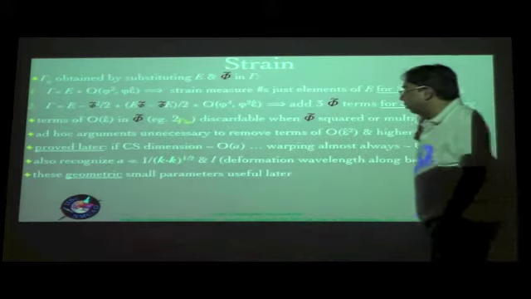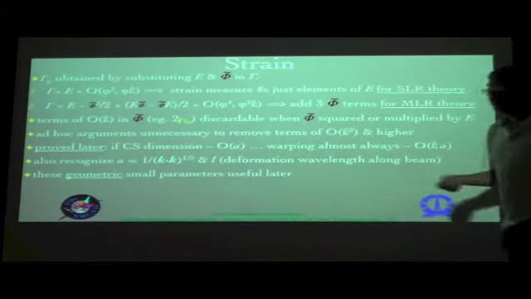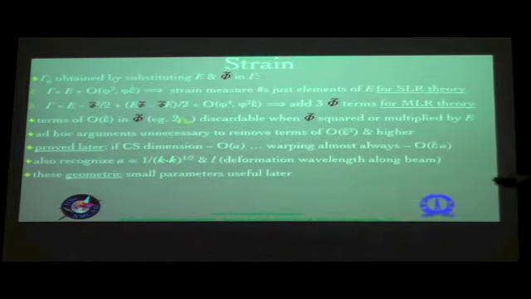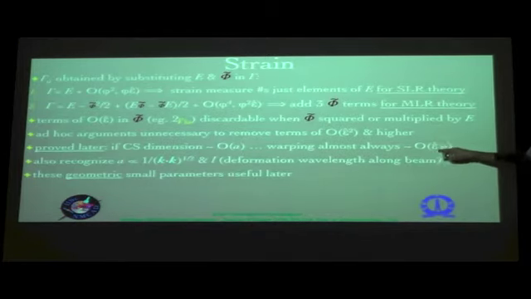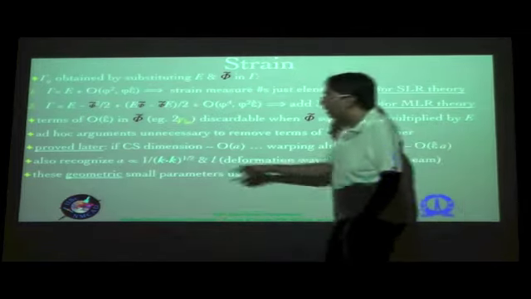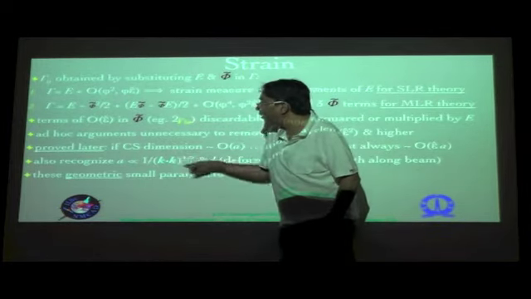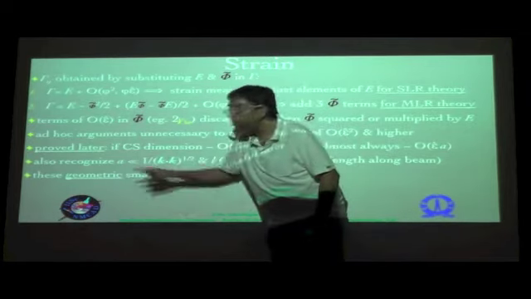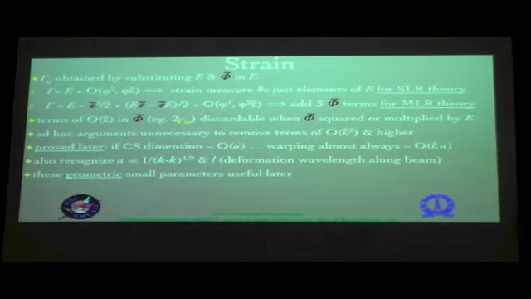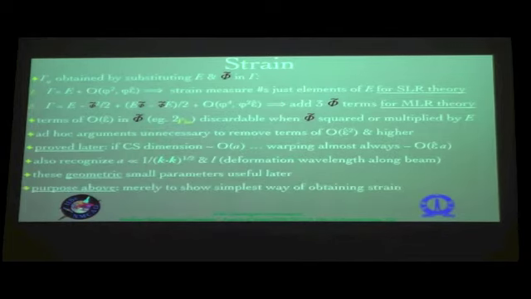These geometric small parameters would be useful later when we rope in the variational asymptotic method, apart from the small term associated with the physics of the problem, which is basically because of the material. So these are geometrically small parameters, by which I mean A divided by L and A divided by, if I call this as R, then A divided by R. So these are the small parameters which help the variational asymptotic method to be applied to a beam.